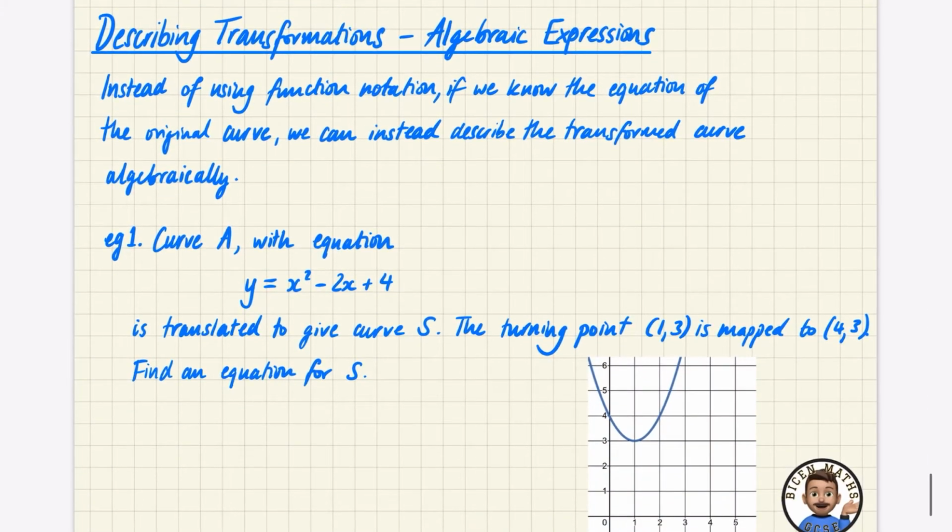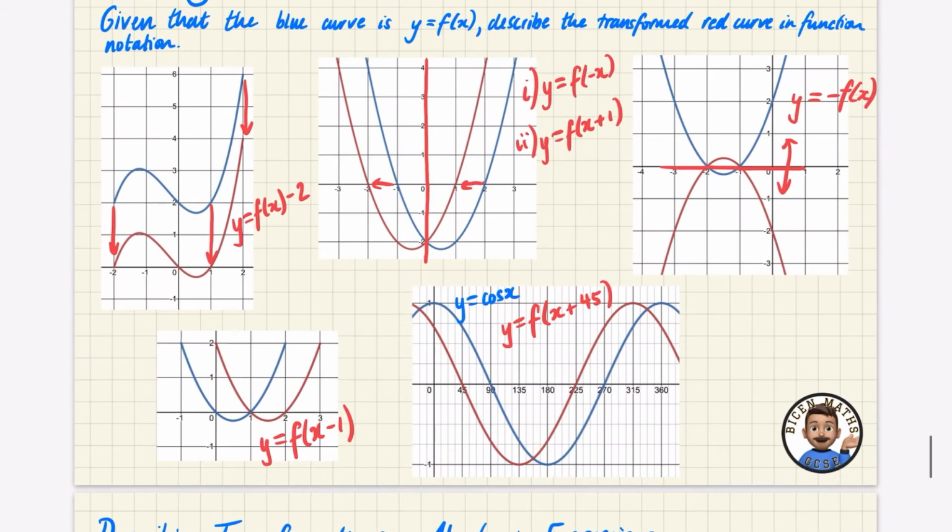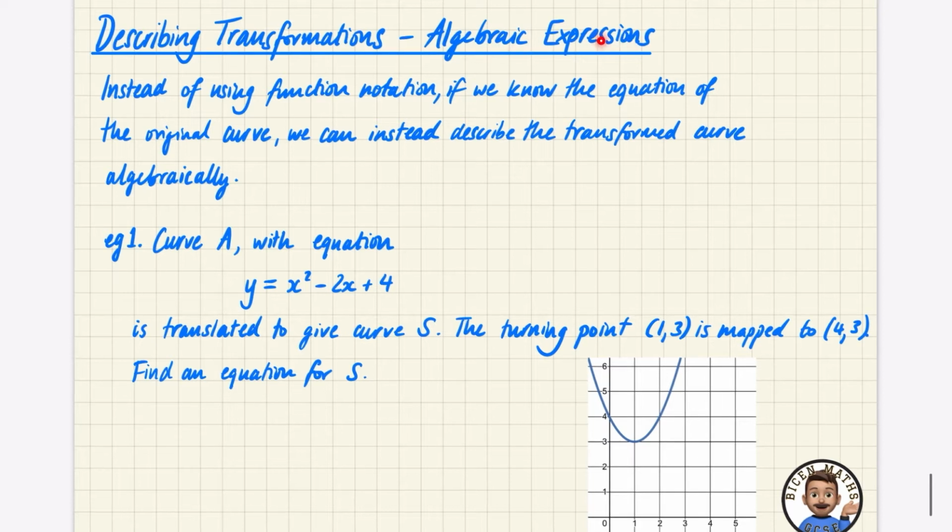Then it's asking a different way. It sometimes wants us to describe transformations, but not using all of this function notation that we've got here, instead using algebraic expressions. So instead of using function notation, if we know the equation of the original curve, we can instead describe the transformed curve algebraically. I'm going to do 2 examples, and then I want you to try the third one yourself, and then that's the end of this playlist. Most of these things I've been doing, by the way, are exactly the style that it would be asked in an exam, so I'm not going to do a separate exam style one. Pretty much this whole topic is how it would come up in an exam.